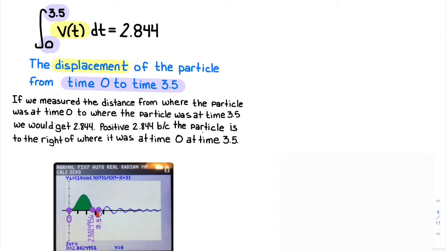A visual explanation would be to graph the velocity function. The area in green represents the distance the particle traveled to the right, and the area in red represents the distance the particle traveled to the left. So at time 0, the particle began moving to the right. It stopped at time 2.8024956, turned around, and then backtracked to the left a distance equal to the area in red. At time 3.5, the particle ends up being to the right a distance of 2.844 of where it was at time 0.